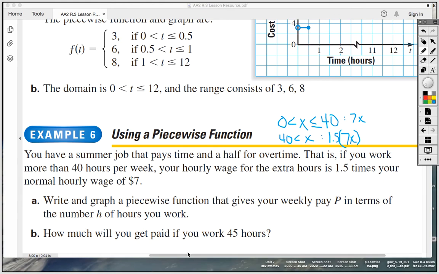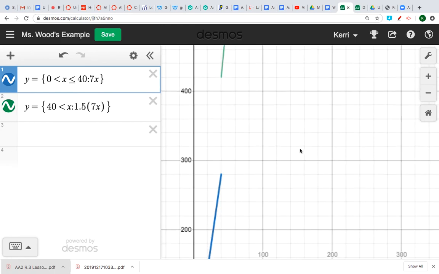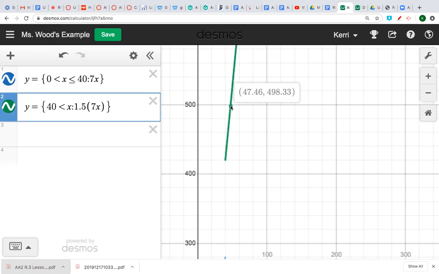So, how much will you get paid if you work for 45 hours? There's two ways you could do this. You could either say, okay, which one of these two functions am I going to use? And I would use the second one because 45 is greater than 40. And you could plug it in here and do 7 times 45 times 1.5. Or you could simply go to your graph and find 45 and find that you're going to get $472.50. And both of the answers would be the exact same.